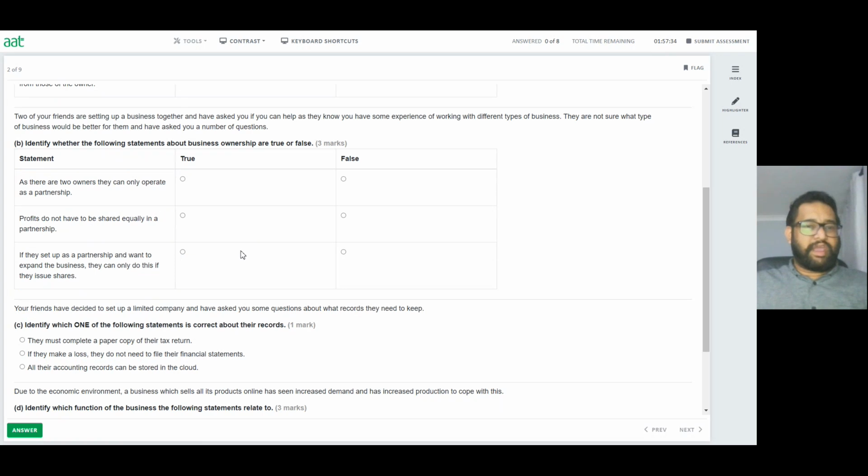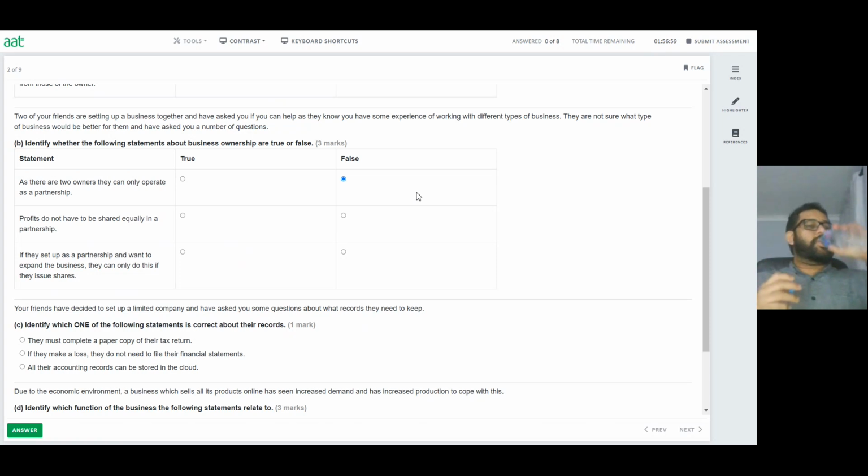The next one we have here: if there are two owners, they can only operate as a partnership. The word "only" does not make a judgmental assumption about the business itself. If there are two owners, they can still operate as a company. They don't have to do it as a partnership. Of course, doing a partnership is easier than doing a company. But the word "only" means that's not true, because they can still register it as a company. So I'm going to say false for that.